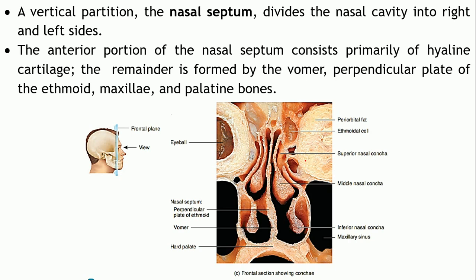Now, within this nasal cavity are present several partitioning structures, so that the surface area can be increased. First of all, there is a vertical partition called the nasal septum. This divides the nasal cavity into the right and the left side. So the nasal cavity is totally divided into two portions by the nasal septum.